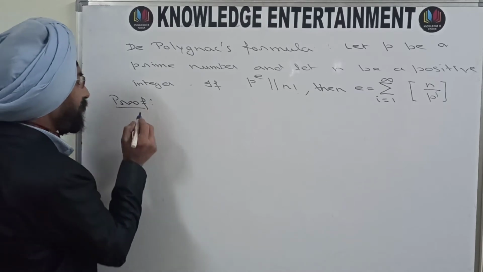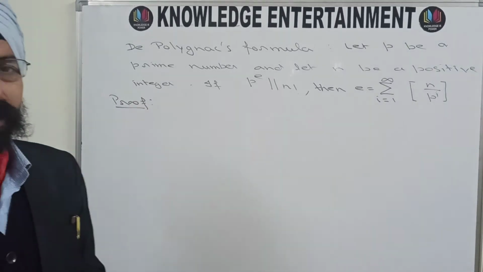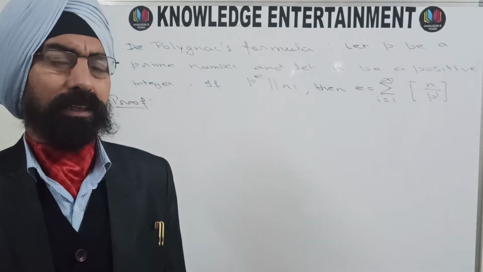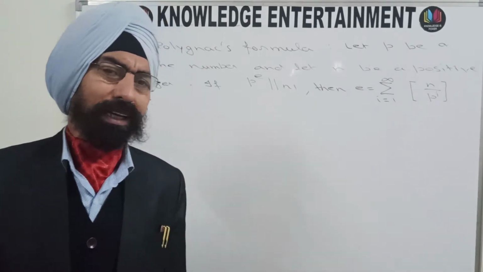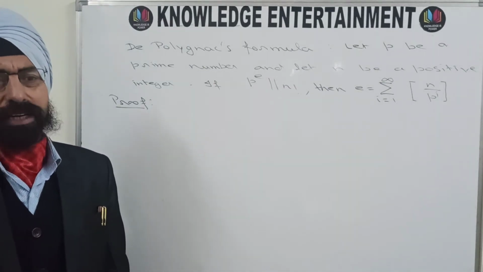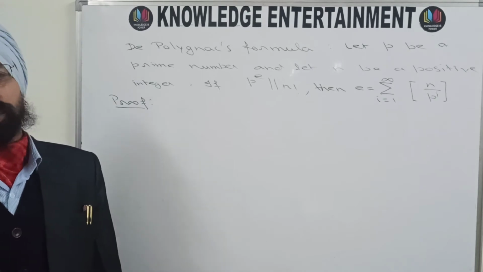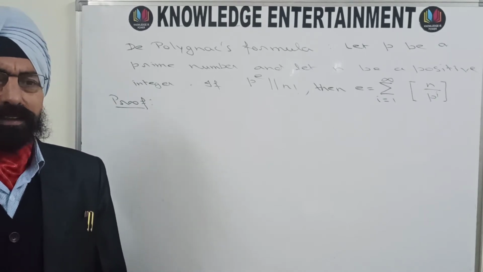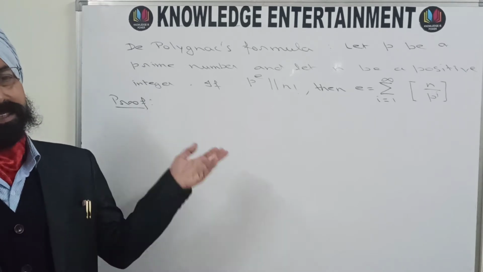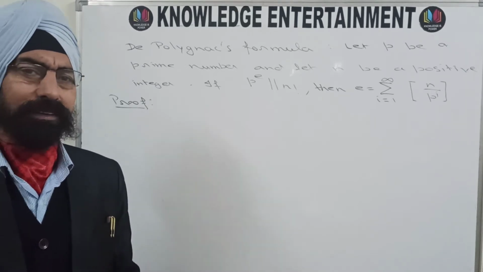We will prove this theorem, this Legendre formula, with the help of the principle of mathematical induction. We will show that the result is true for n equal to 1, and then we will suppose that the result is true for n minus 1, and then we will show that the result is also true for n, and by the principle of mathematical induction it will prove that the result is true for all natural numbers n.